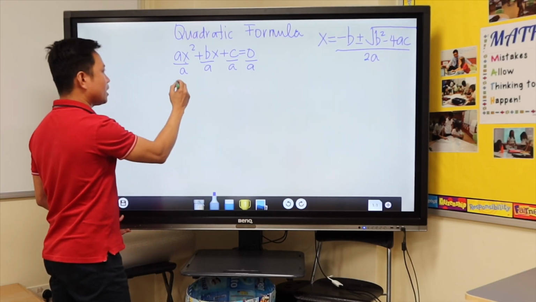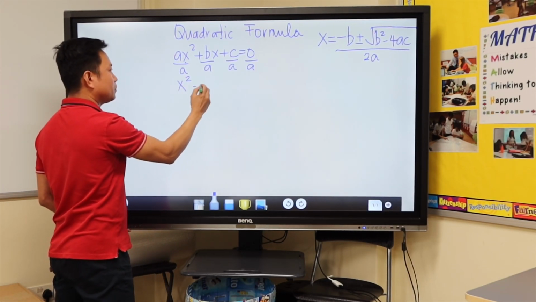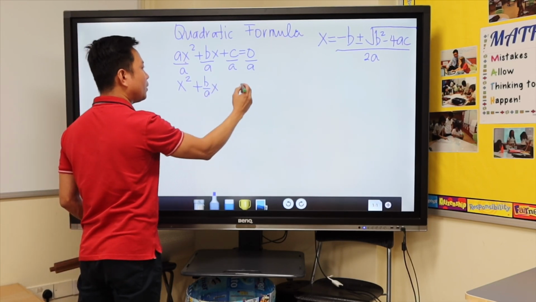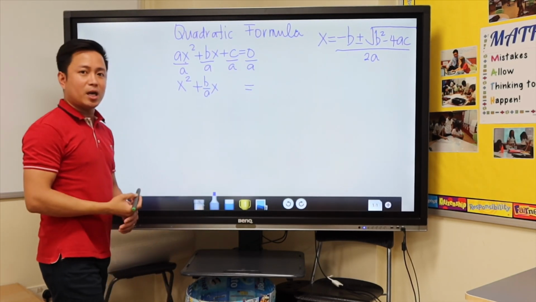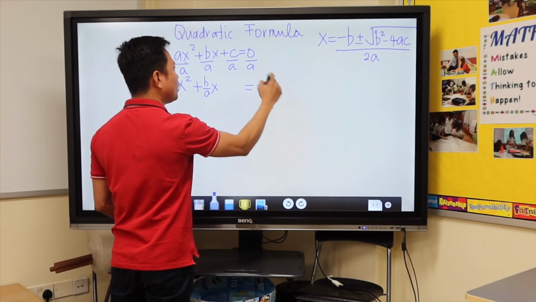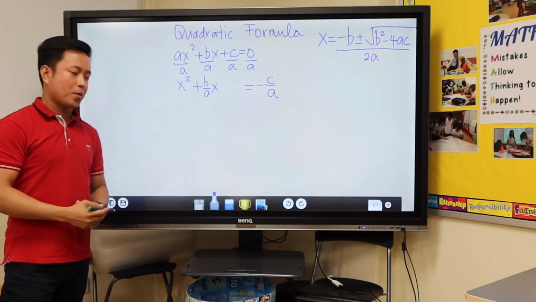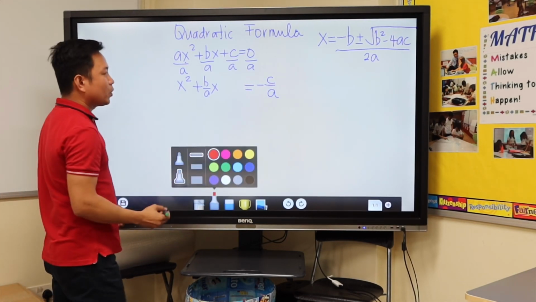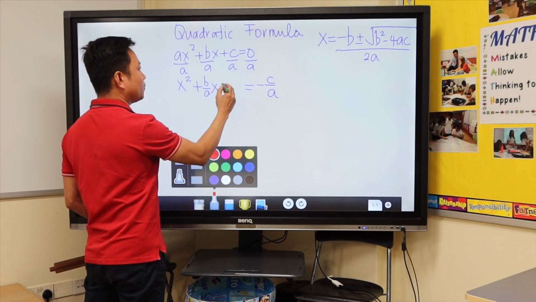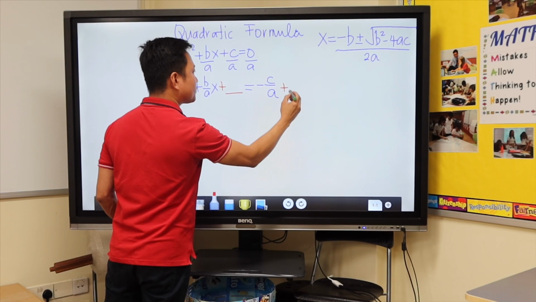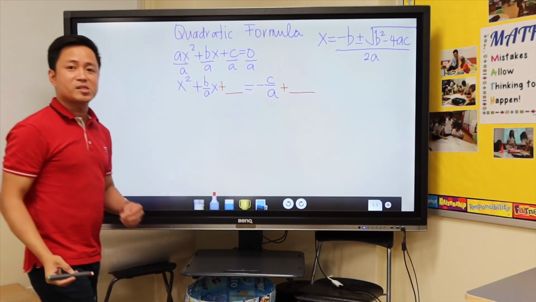And this becomes now x squared plus b over a x, and I will transfer c over a to the right side. That becomes negative c over a, and of course 0 over a is equal to 0. So using the concepts of completing the square, we need to figure out what to add to the left side and the right side expression to complete the square.